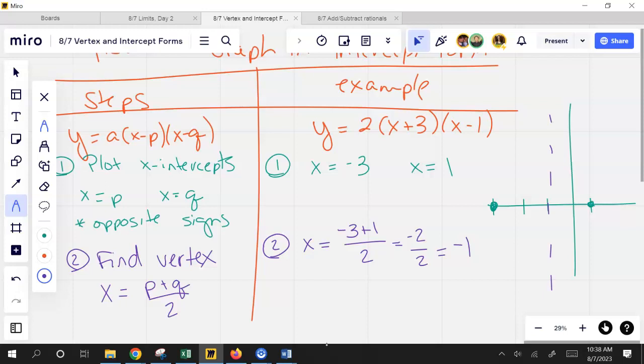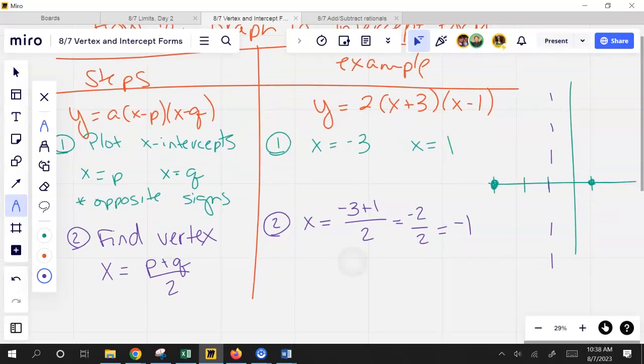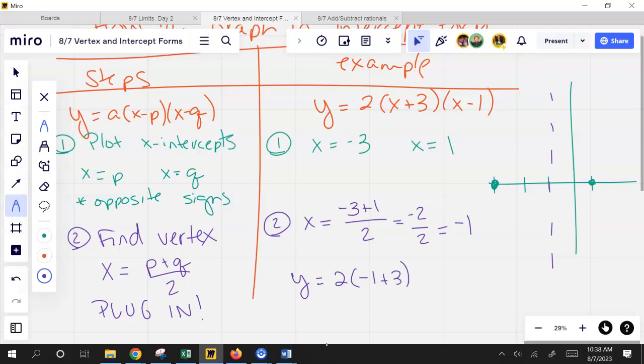How do I find the y part of my vertex now that I have the x? You plug it in. That's the same thing in all 3 forms. Plug it in, plug it in, plug it in. Guess who taught me that? Miss Redfern. She used to sing plug it in all the time. Okay, so I'm going to do y equals 2 times, or plug and chug.